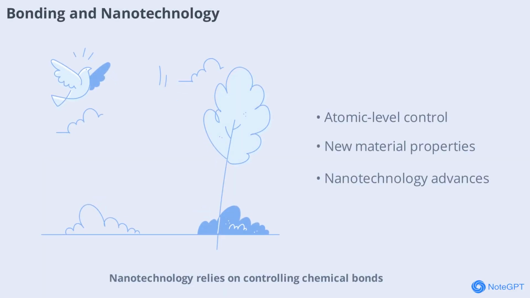Nanotechnology relies on controlling chemical bonds at the atomic and molecular level. By designing materials with specific bonding patterns, scientists can create new substances with unique properties. This field is revolutionizing medicine, electronics, and materials science. Understanding chemical bonding is the key to unlocking the potential of nanotechnology.